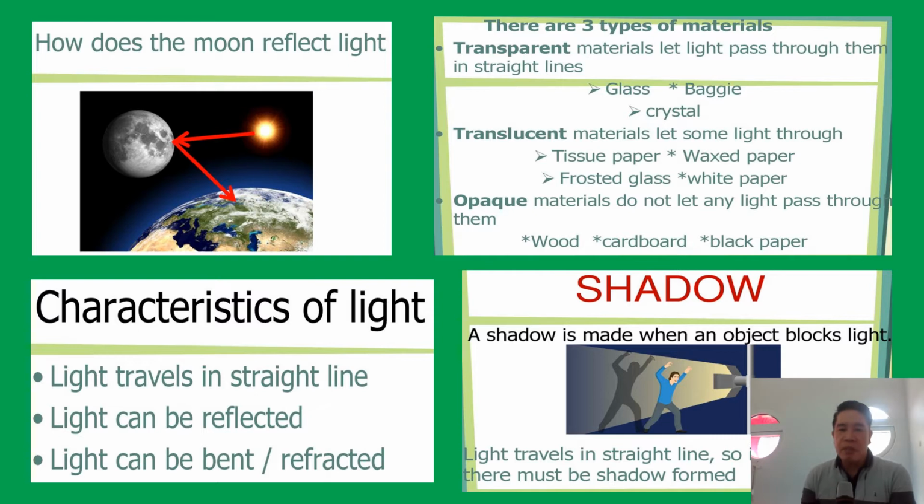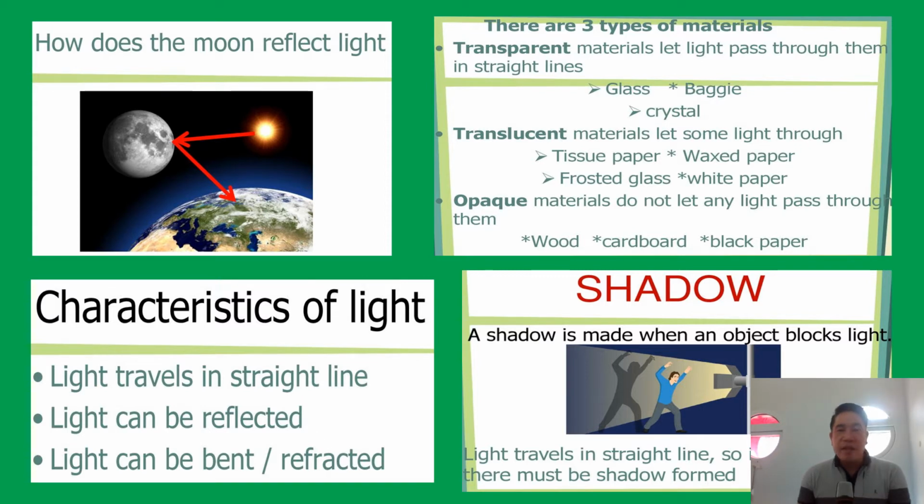The transparent materials let light pass through them in straight lines. Examples of transparent materials are glass, a baggy, and crystals. Translucent is number 2. Materials that let some light through. Examples of translucent materials are tissue paper, frosted glass, wax paper, and white paper. Opaque materials do not let any light pass through them. Examples of that are wood, cardboard, and black paper.